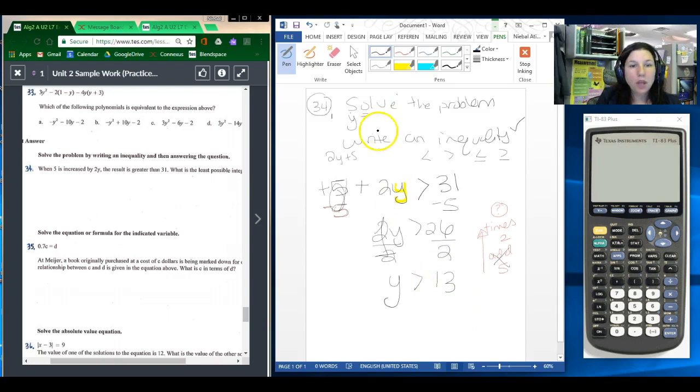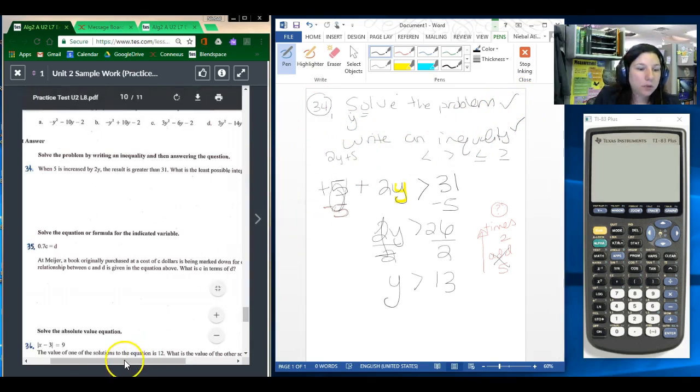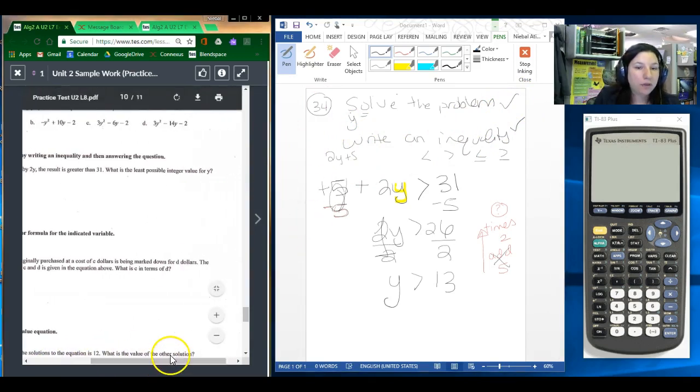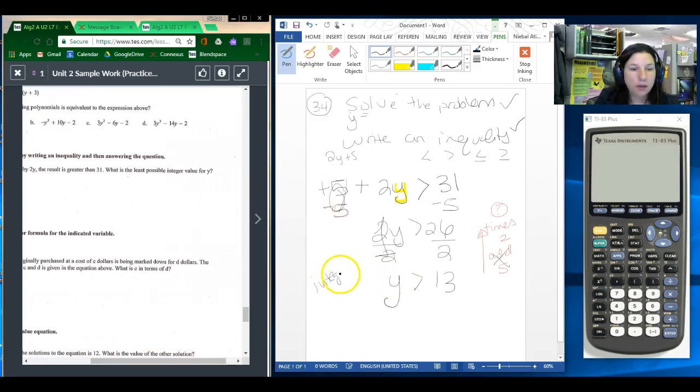Okay, so I've written an inequality, and I've solved the problem. Now it wants me to answer the question. What is the least possible integer value for y? An integer, lots of vocab here, right? An integer is a whole number. So this statement is saying that y has to be bigger than 13. y is any number that is greater than 13.